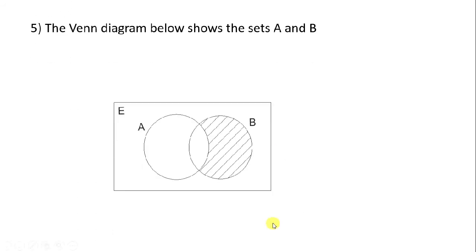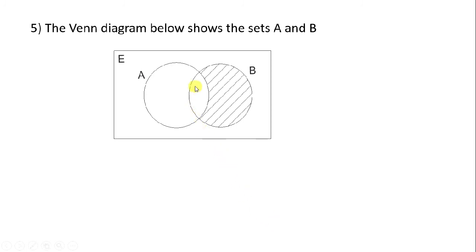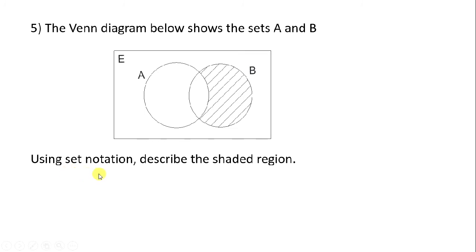We go to question 5. Question 5 is saying, the Venn diagram below shows the sets A and B. Using set notation, describe the shaded region. When you look at this shaded region, it is outside A, but in B. So it is the region A complement intersection B.